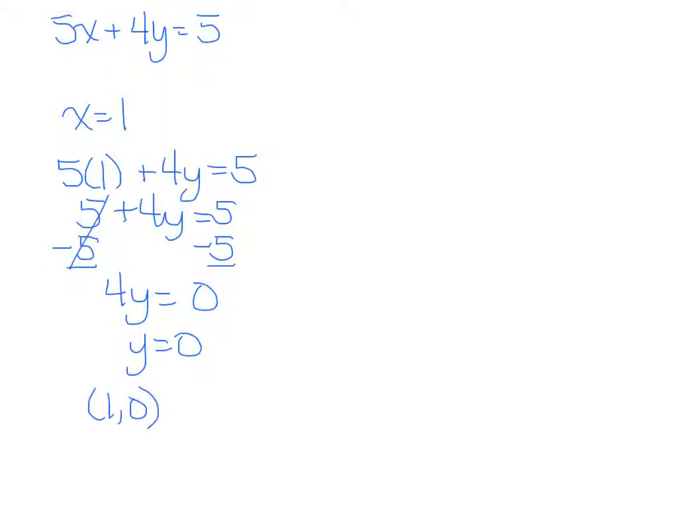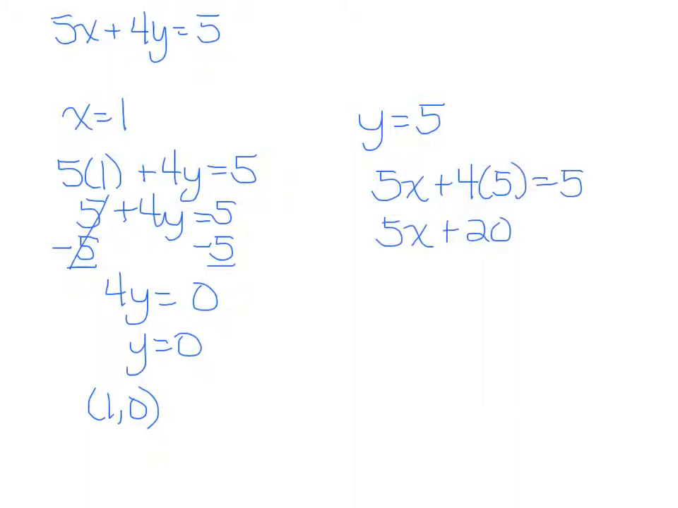Now let's pick another number for x or for y. And I'm going to let y equal 5. The reason why I do this is because, let's see what happens. We have 5x plus 20 equals 5. So we subtract 20 from both sides. We get 5x equals negative 15.